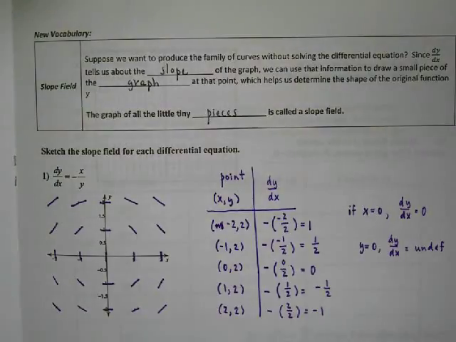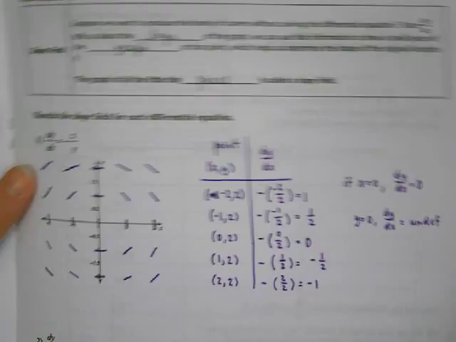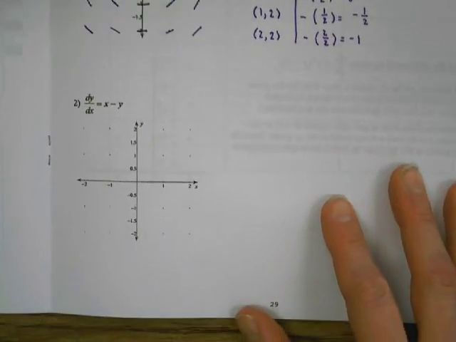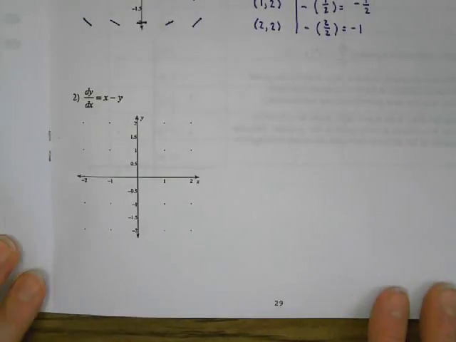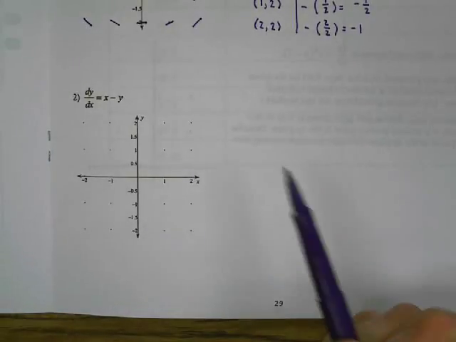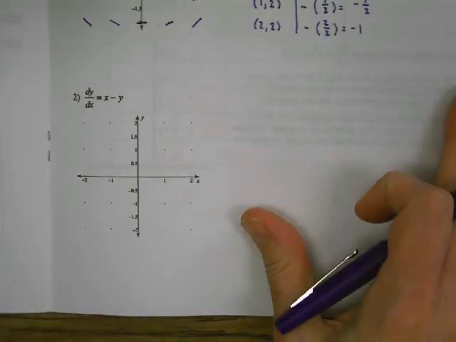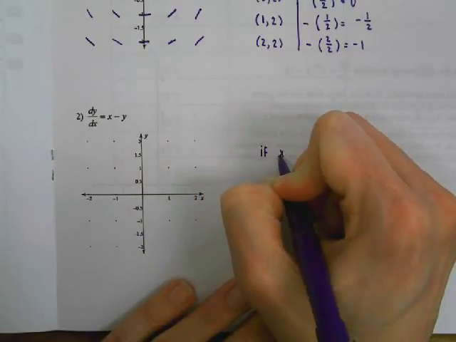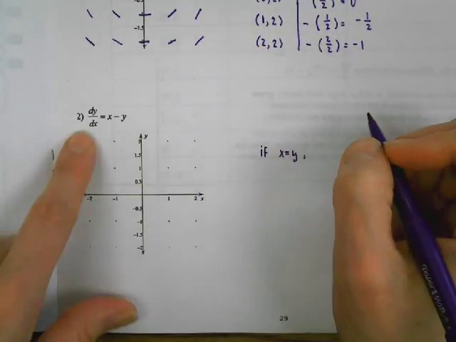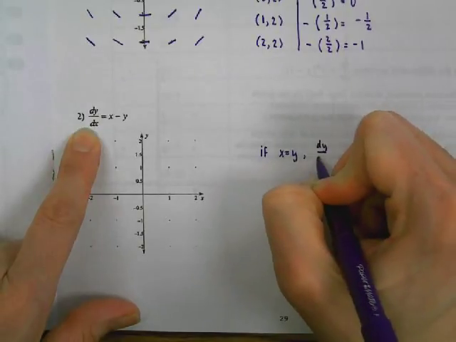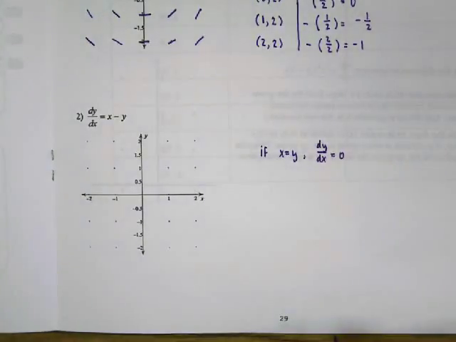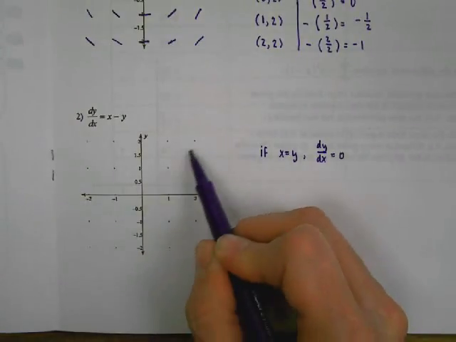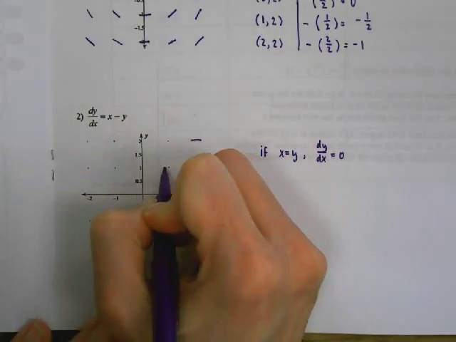All right, let's try one more before we move on. Sorry, this is going to require a bit of shifting here. Bear with me for a second. All right, so now we have the differential equation dy/dx equals x minus y. So again, rather than making that table, I'm going to try and figure out any kind of patterns I notice. So the first thing I notice is that if x is equal to y, then I know that dy/dx is just going to be equal to 0. So anywhere that x is equal to y, so along this line y equals x, I'm going to make slopes of 0.